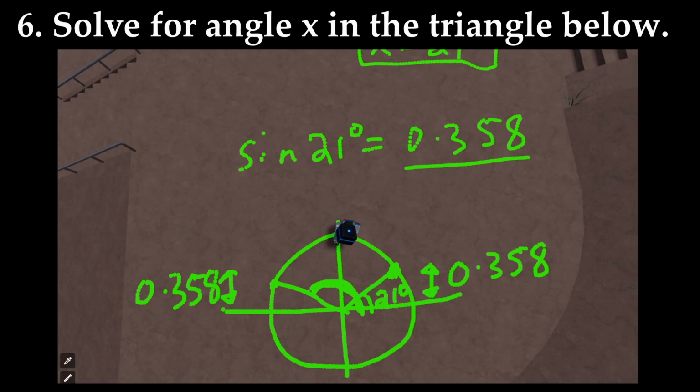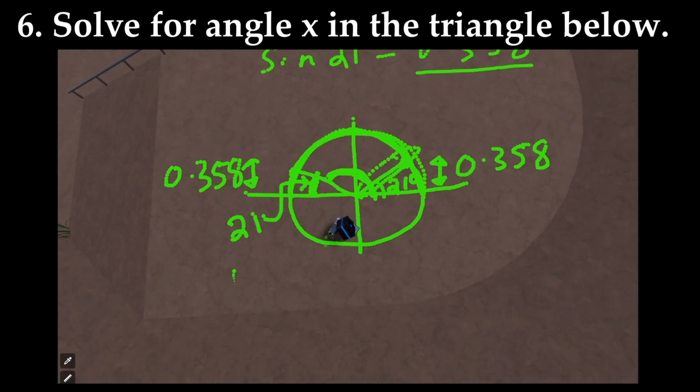And how do I get what this big angle should be? Well, think about it. If I just reflected this angle across the y-axis, I know that this little bit here is 21 degrees. And then I know that this whole thing is 180 degrees. So therefore, if this is 180 and this is 21, I just need to do 180 minus 21 to get the alternate angle. So 180 minus 21. And that means the other angle that could be the solution is 159 degrees.